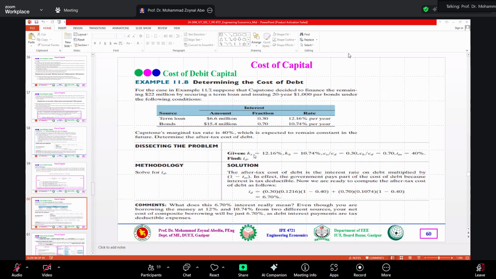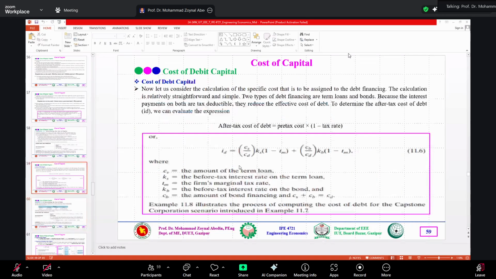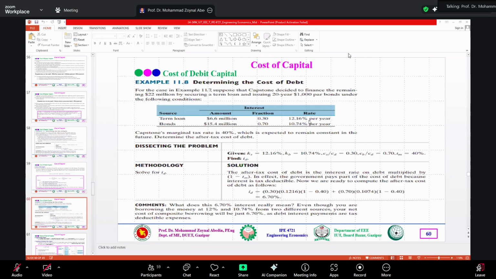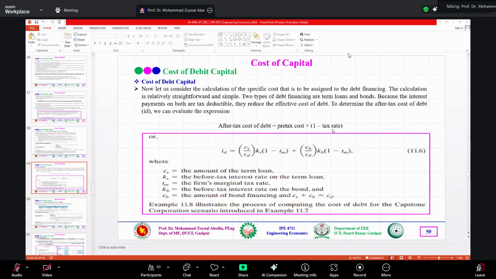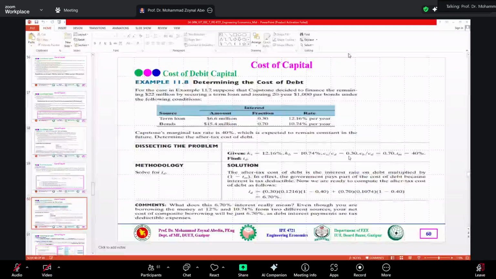So KS is given; KS is the before-tax interest rate on the loan, given as 12.16%. KB is given as 10.74%. And here CS by CD is given as 0.3 and CB by CD is given as 0.7. Now the TM, the tax rate, is given as 40%. Now we have to find out the ID, because this is the after-tax cost of debt.